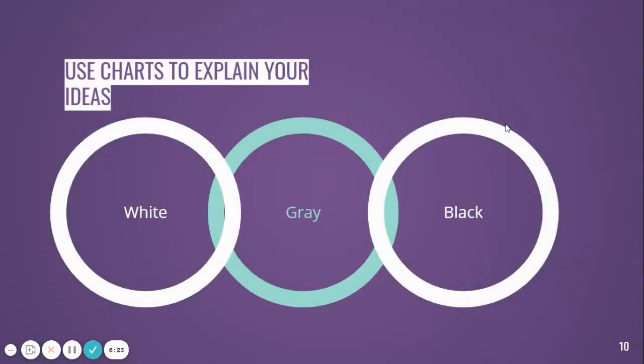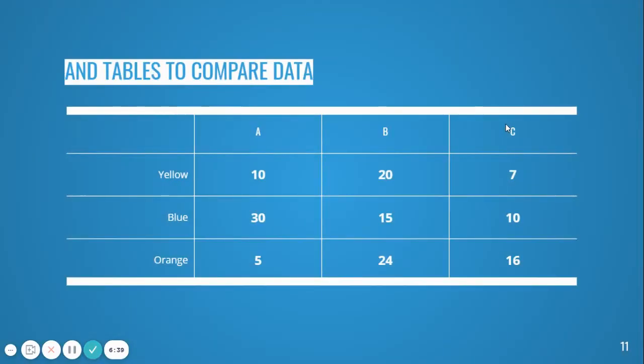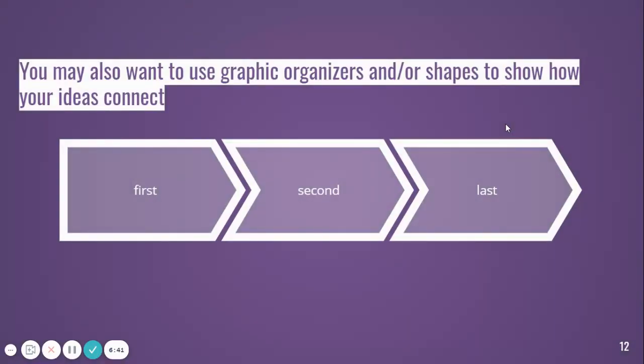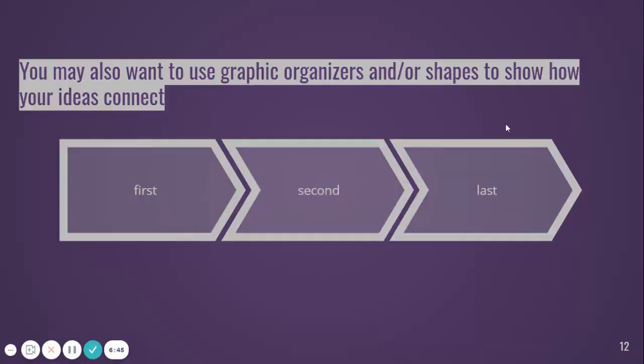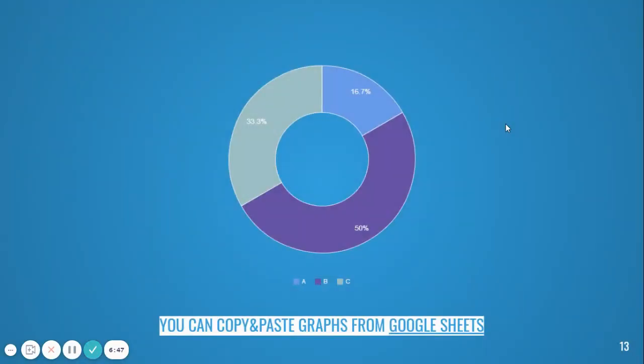Charts are a really great way to explain your ideas, not only to show us what those ideas are and what the data is, but to show us how it connects and how we should piece this information together so we know how you're proving your argument. You can use things like tables or graphs or graphic organizers to show how those ideas connect. And there's a lot of resources built into tools like Google Slides.